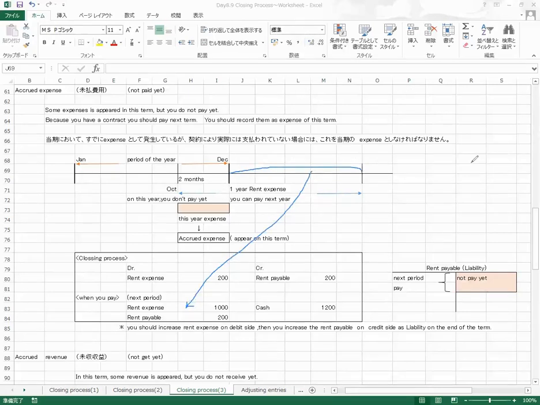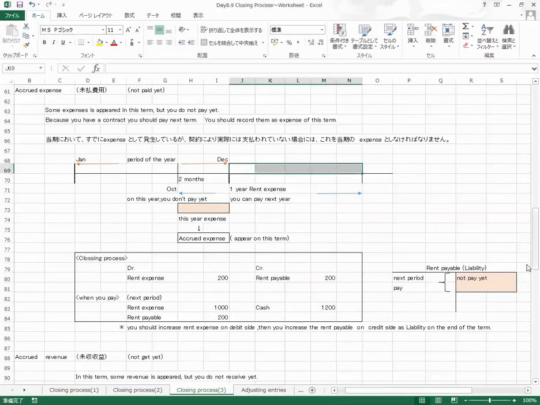Yeah, Arya-kun, please just wait. Next is the accrued revenue. That is the opposite. The accrued expense is the payment, and accrued revenue is earnings, income. Accrued expense ですね。Not paid yet. You make the expense appear っていうことです。In this term.